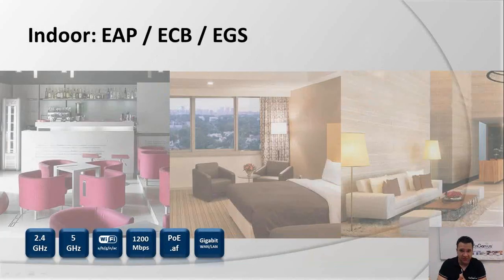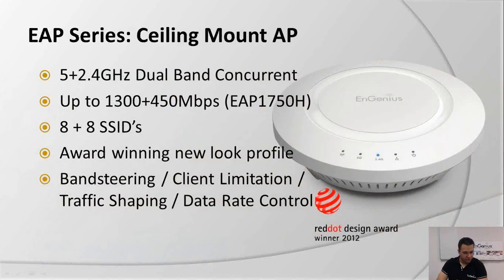Let's go indoor. For indoor, we actually have three series. We have the EAP access points, we have ECB access points, and we also still have our EGS series, which is a series of gigabit switches. The first series that I want to talk about is the EAP series. That is our traditional, successful and historically good award-winning ceiling mount access points.